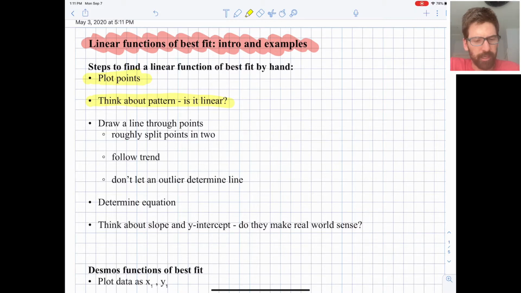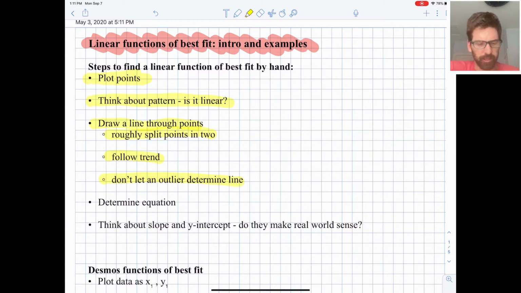You're going to draw a line through your points. Okay, it doesn't have to connect any particular points. It doesn't have to go through any exact points. You want to roughly split your points in two. You want to certainly follow the trend of the data, and you don't want to let a single outlier point determine your line. So maybe you have one bad piece of data, and you don't want to let that particular, maybe uncertain piece of data determine a lot of the characteristics of your line.